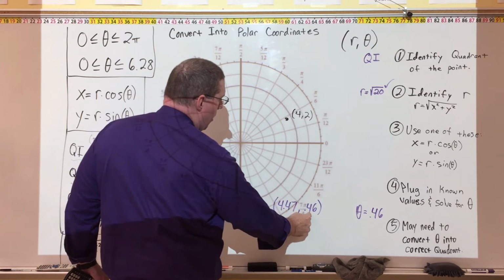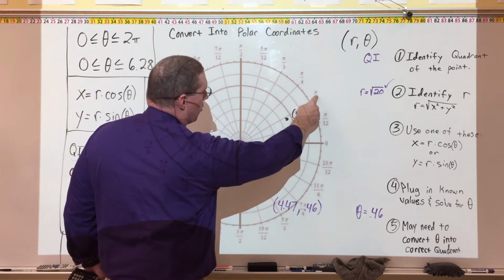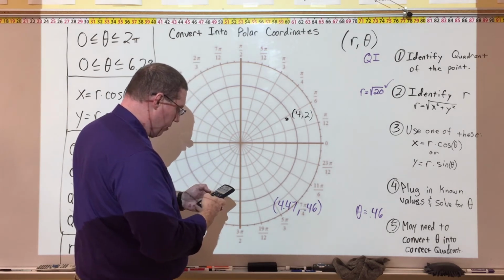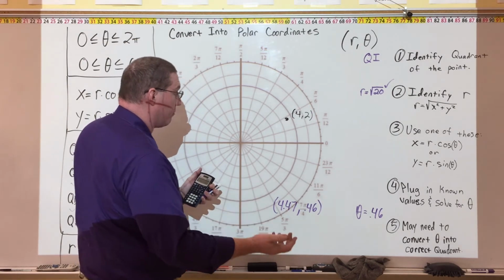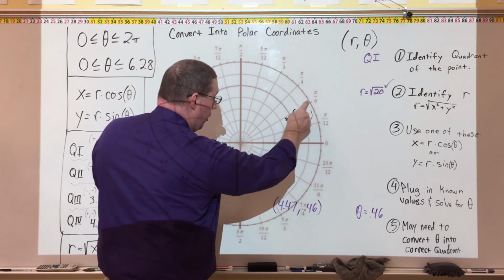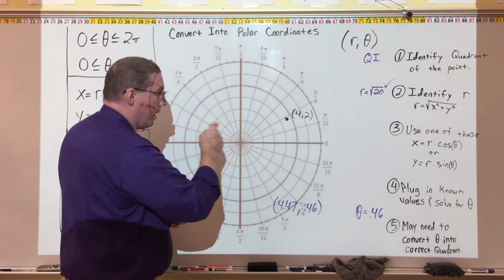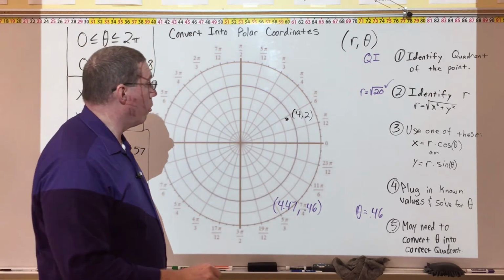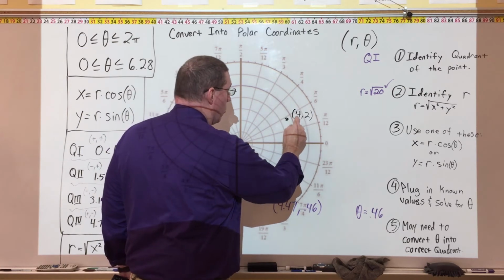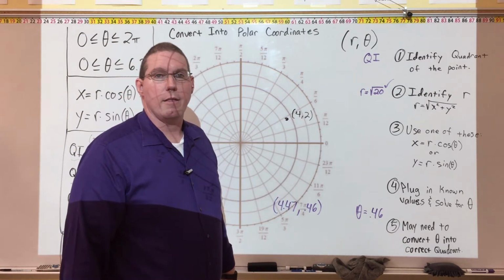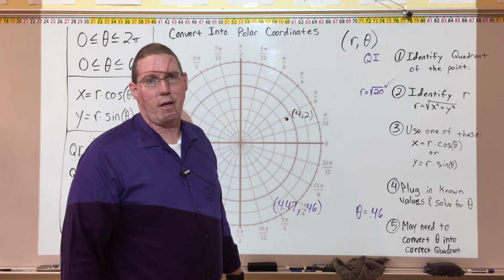4.47 is our radius. 0.46 looks really close to pi over 6, but it's smaller than pi over 6. Let's see what pi over 6 is. Pi over 6 is 0.52, so 0.46 is a little bit less than that. Sure enough, a little bit less than pi over 6. It looks like these really are the correct polar coordinates for the rectangular coordinates 4, 2. Let's try a couple more examples and see if you can get the hang of doing it yourself.